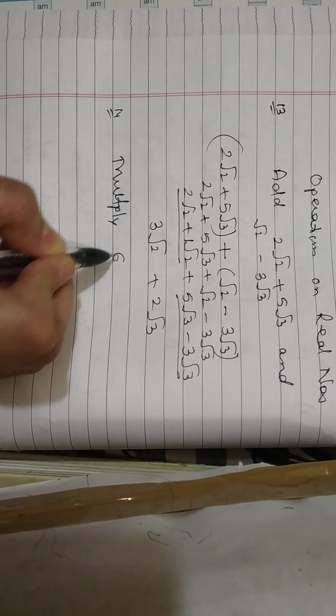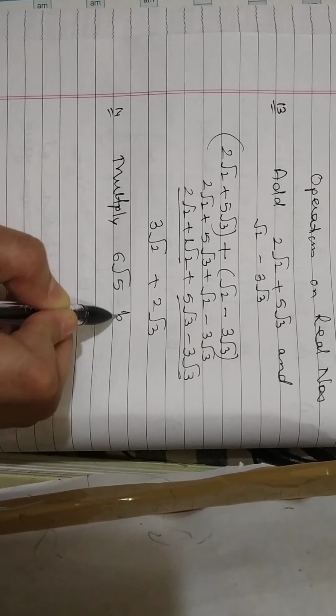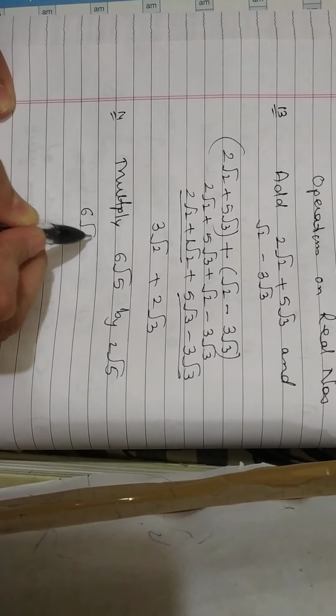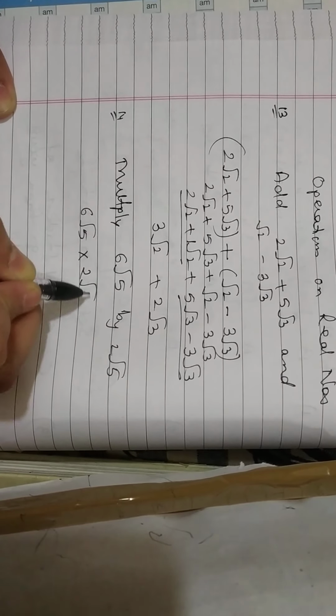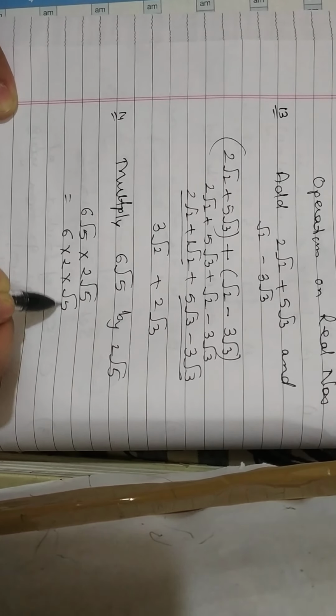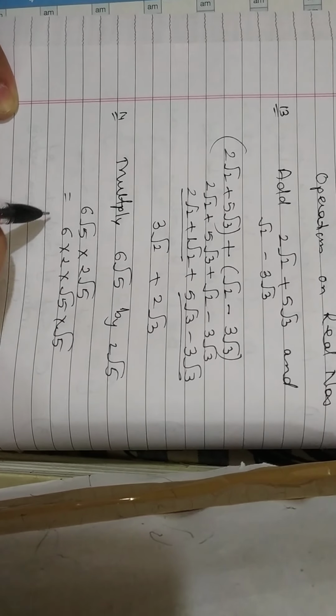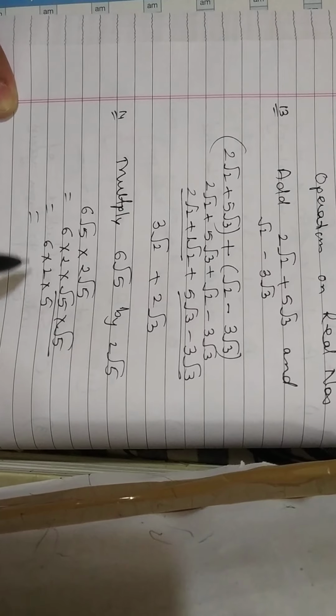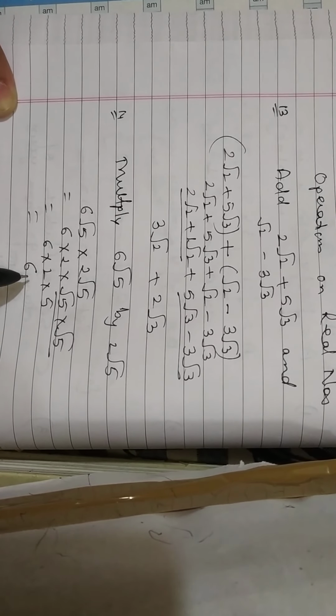Multiply 6 root 5 by 2 root 5. So, how we are going to write? 6 root 5 into 2 root 5. That is 6 into 2 into root 5 into root 5. Root 5 into root 5 is what? 5. This is equal to 60.